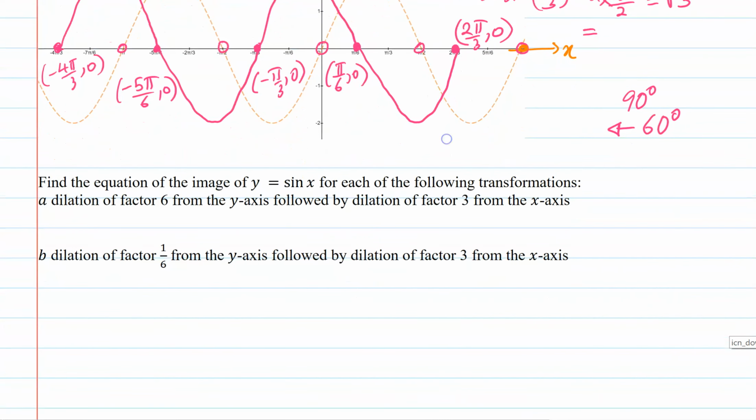The last question: find the equation of the image of y equals sine x. That's my base graph. We are going to do some transformations here, and then we are going to write down the final equation. So what are we doing here? Factor 6 from the y-axis, that means it affects the x value, and the dilation 3 from the x-axis. That means the amplitude is 3, and then sine, and then you have the value. So your dilation factor 6, hence it stretches. That's what it is. Therefore x on 6.